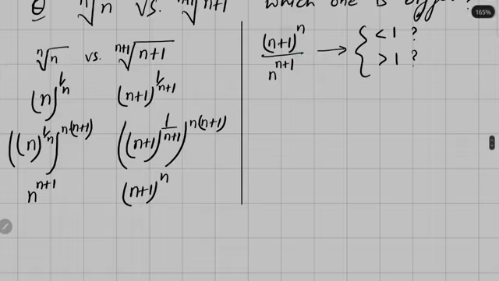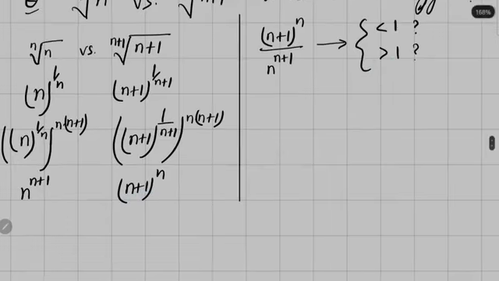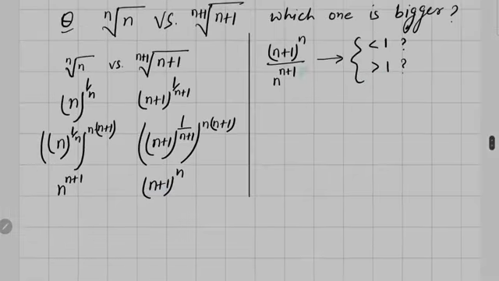If the expression is less than 1, this means this expression is less than this expression. If this expression is bigger than 1, then this expression is bigger than this expression. So my goal is to check whether this expression is less than 1 or bigger than 1.